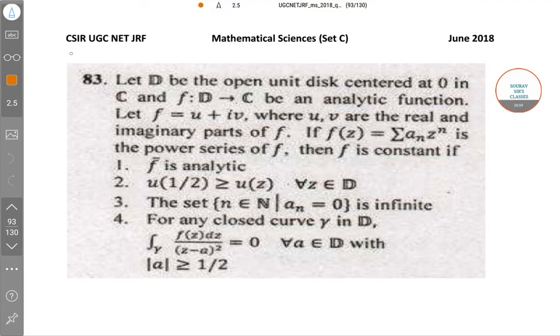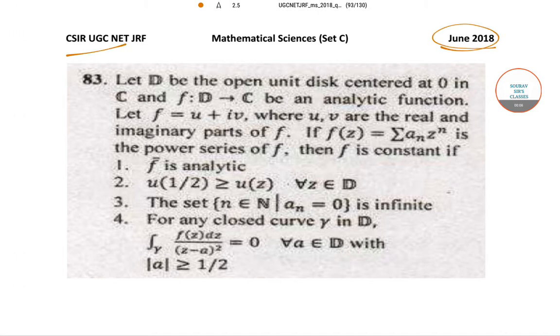Today we'll be solving the CSIR UGC NET questions from the June 2018 paper. We'll be solving the set C of the Mathematical Sciences paper. Let's start off with question number 83.